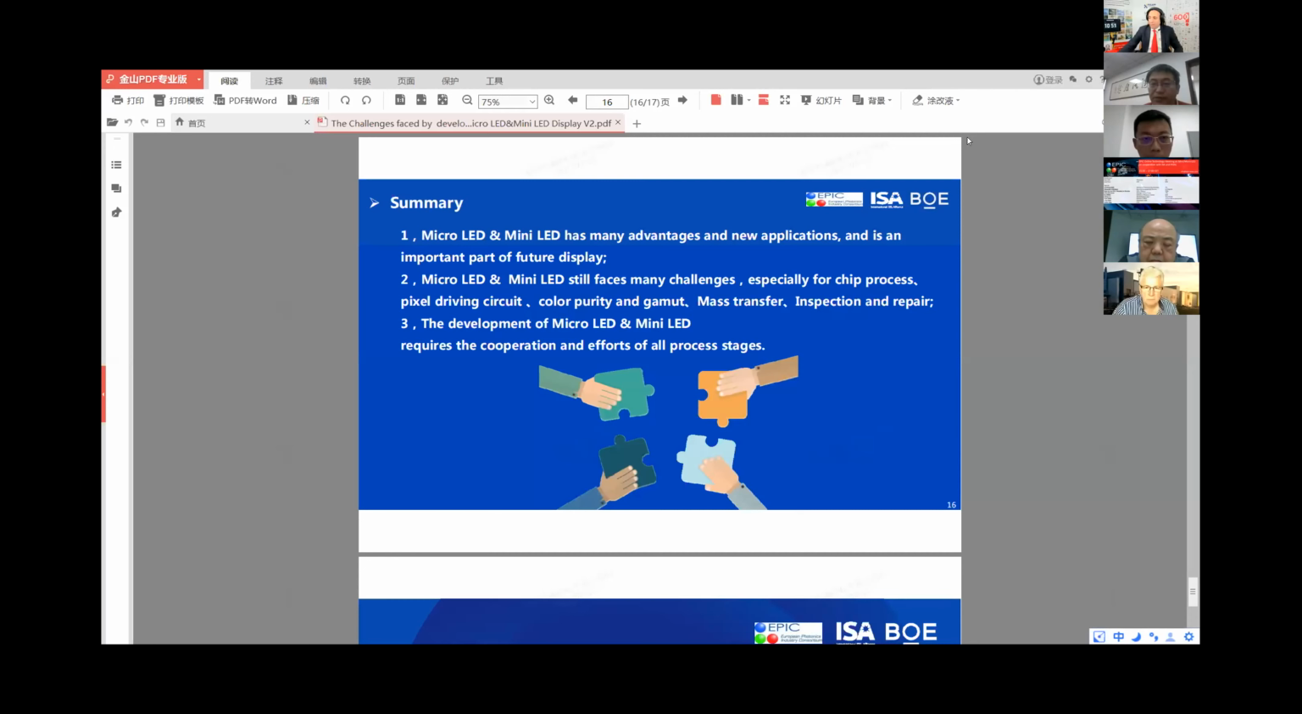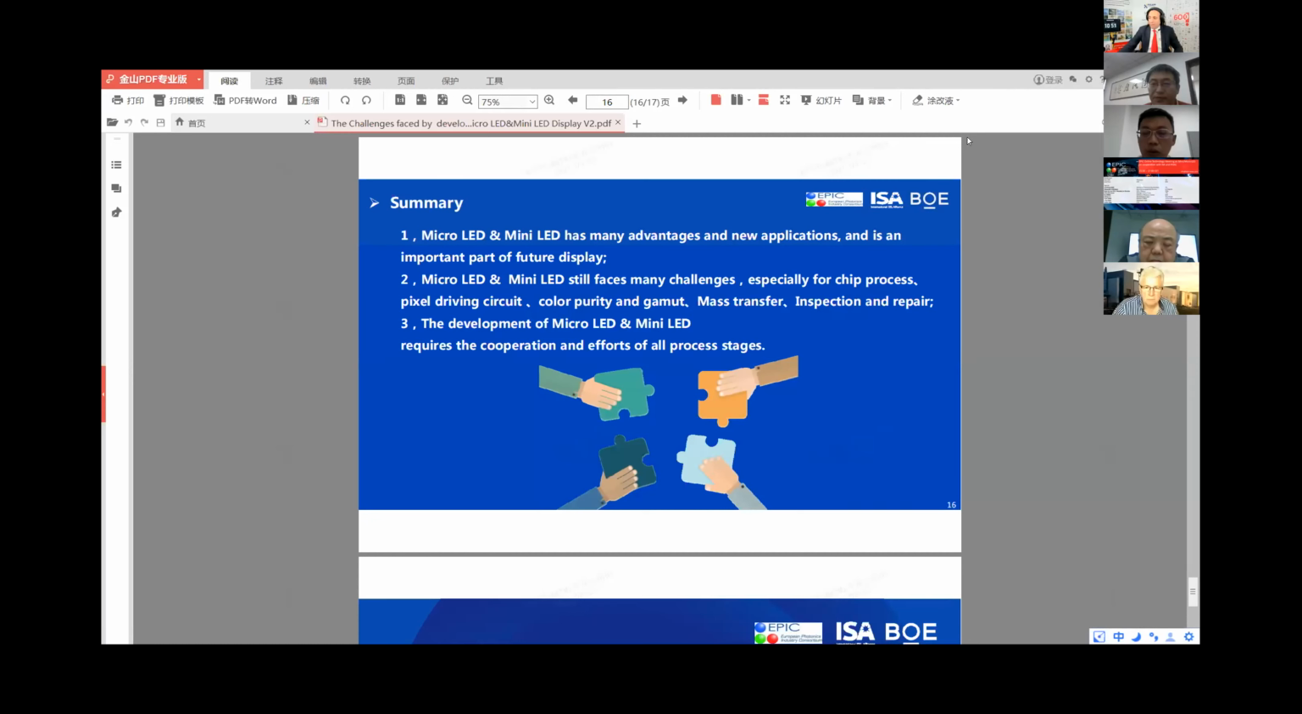Yes, we have a question from the past from Heidelberg Instruments, all the way from Heidelberg in Germany. The question was for maskless lithography, for direct laser writing, do you see any applications or any added value in using it for manufacturing micro LEDs?